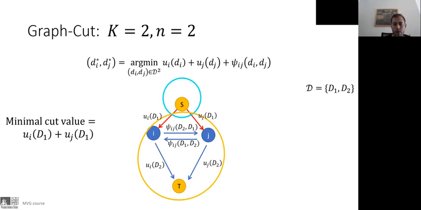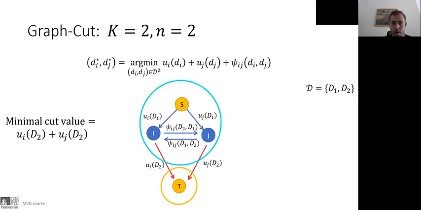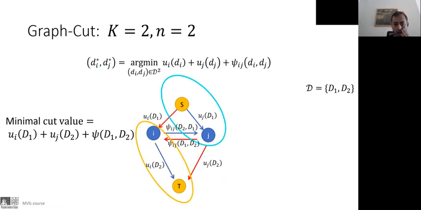Okay, so if I get this cut, then that's the cut value. So I'll assign D1, D1. If that's the cut that I get, so I got UID2, UJD2, then I assign D2, D2. What happened in this cut? What would be my assignment? D1, D2? Yes, and in this case?